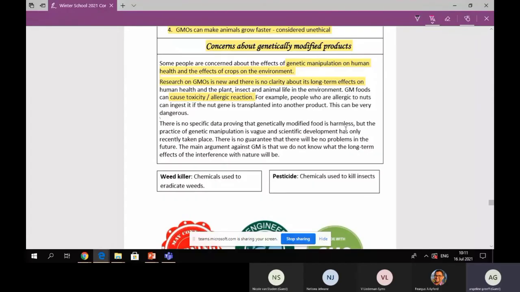So the concerns, because there are concerns about genetically modified products, right, because people still don't know what the long-term effects are going to be on crops and the environment and on humans' health, etc. So long-term effects, because they haven't been studying it for long. It's not been done for a long time. So that is one of the problems. And one of the other concerns is that genetically modified foods can cause toxicity or allergic reactions. The reason behind this is that if somebody's allergic to nuts, and something from the nut gene has been transplanted into something else, and the person that's allergic does not know, this can be very dangerous. So these are some of the concerns that people have about it.